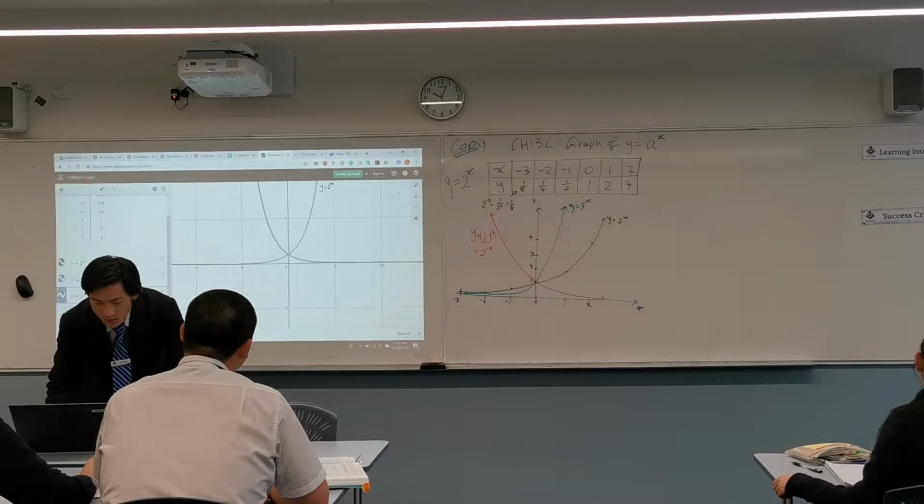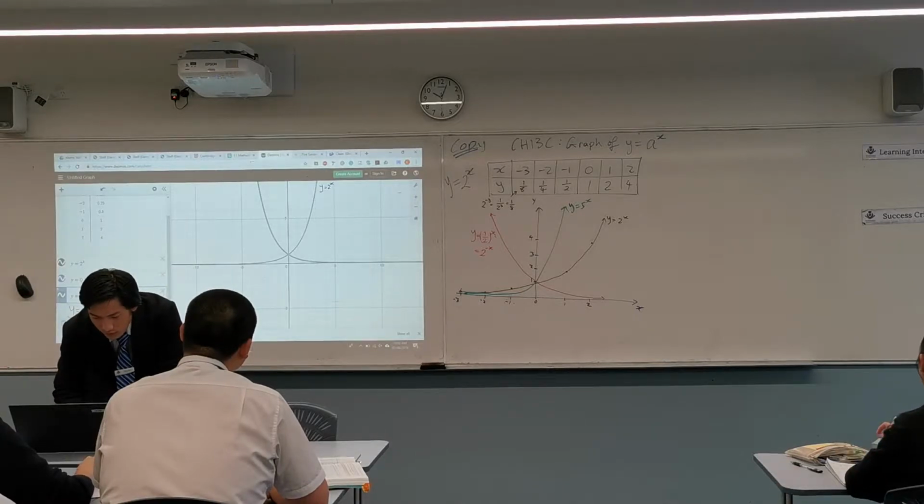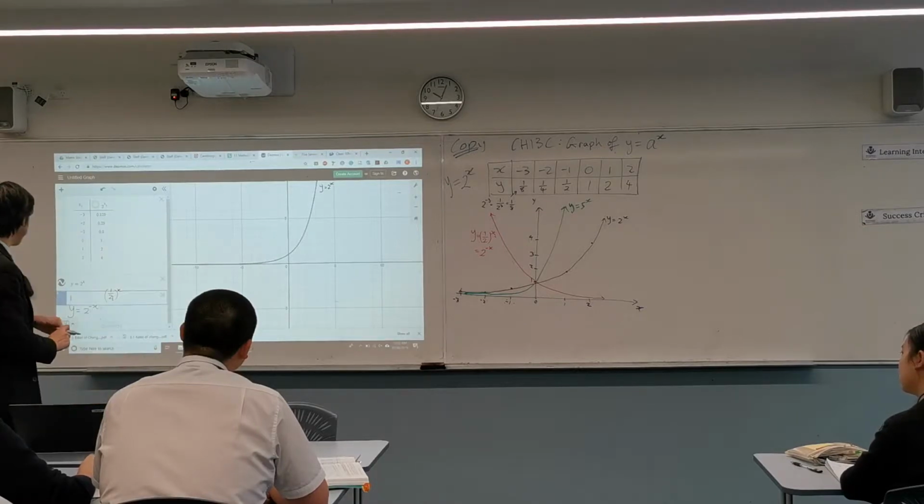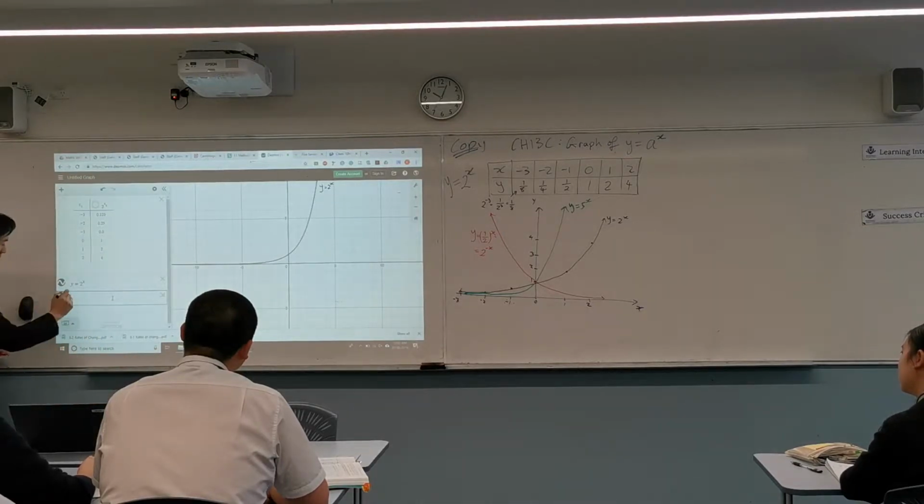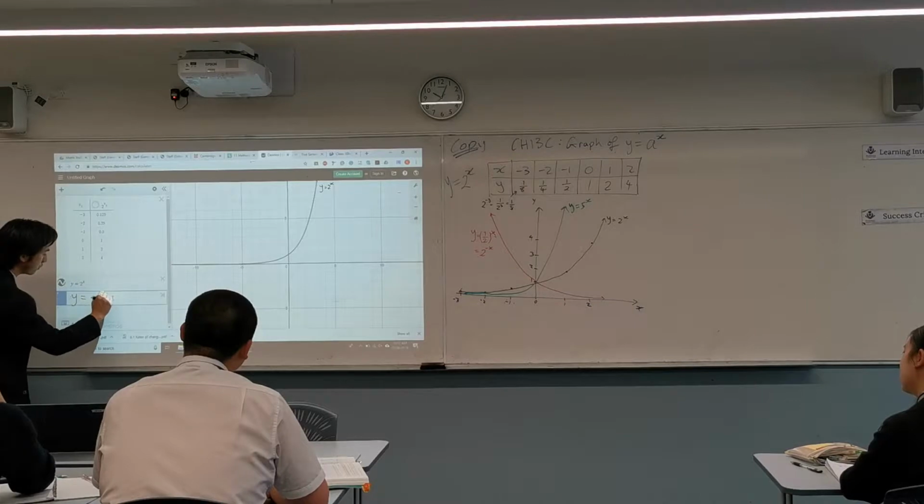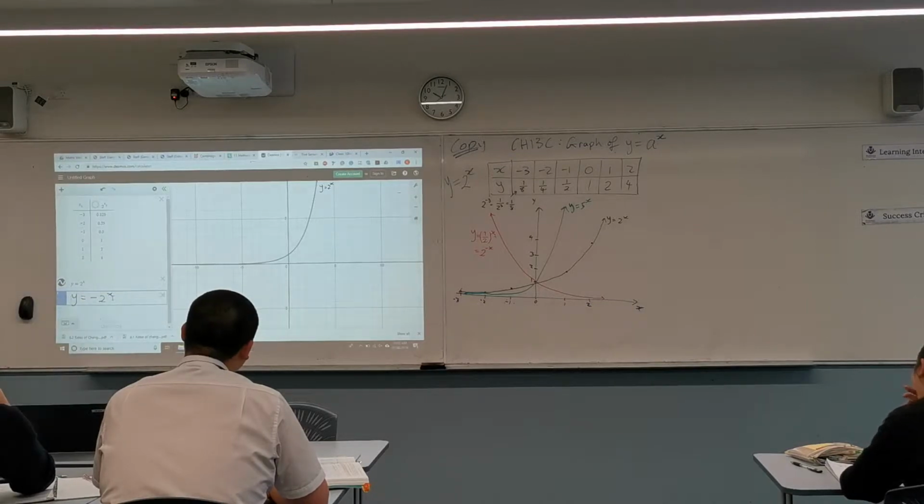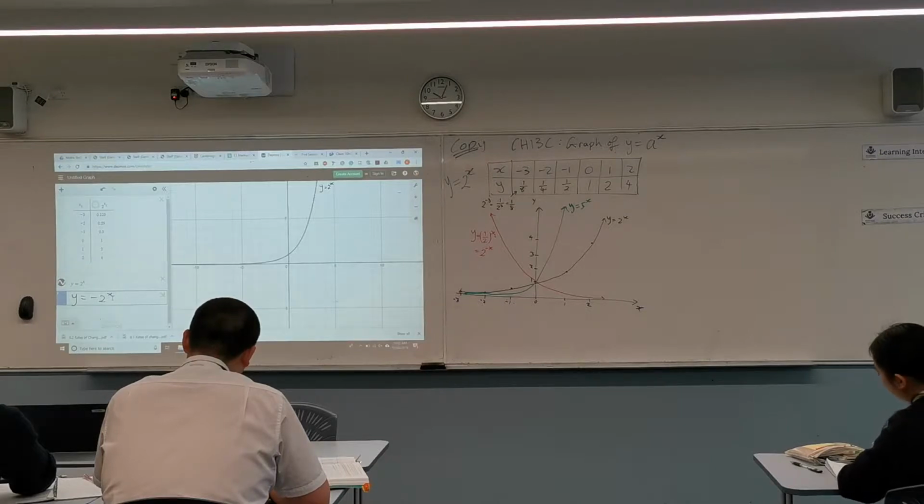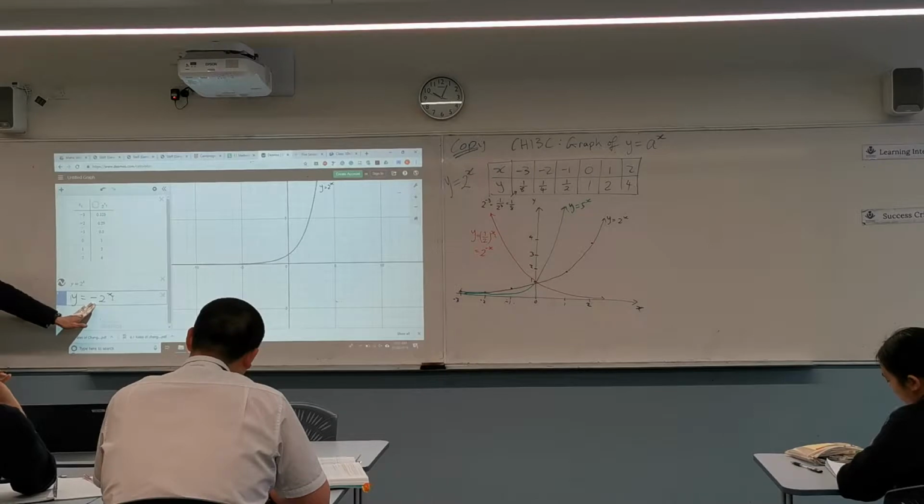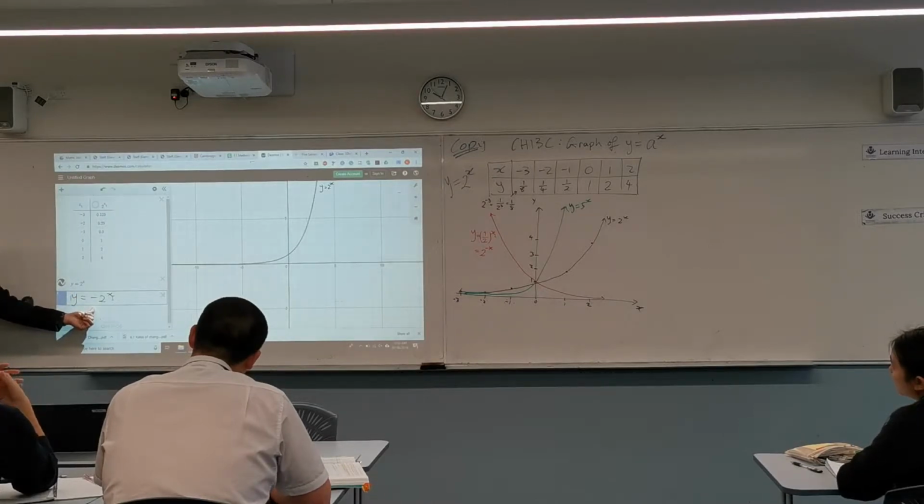So what we're going to do is work on a few other transformations. So I'm going to place a rule on the board now. Y equals -2 to the power of x. There's a negative sign in front of the 2. Spoiler alert: the effect is the same no matter what the rule of the graph is. It does the same thing. So what do you think it does to this graph?